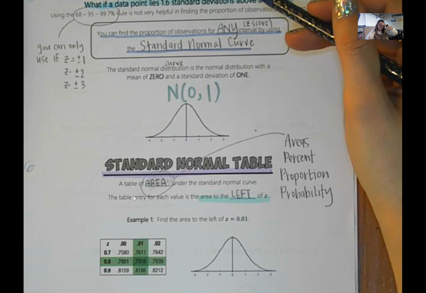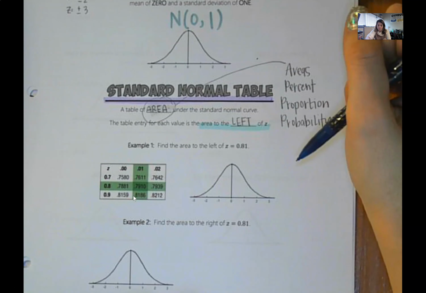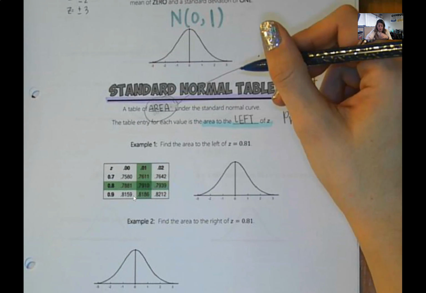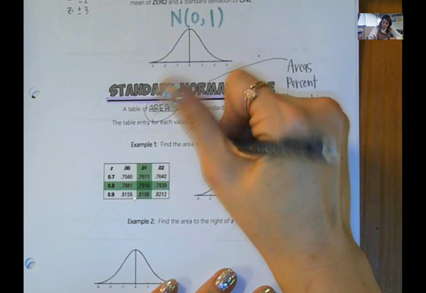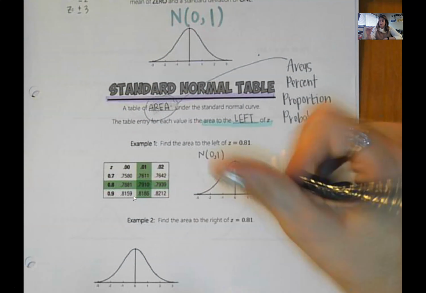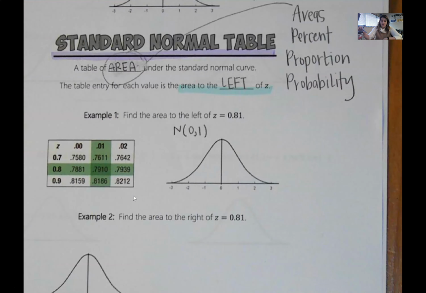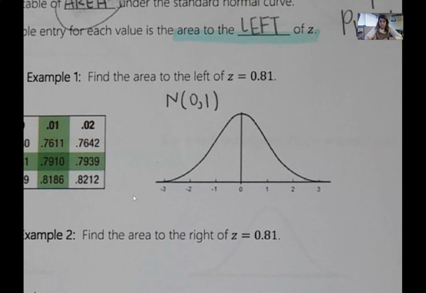So how do we use this table? Our first one says, find the area to the left of z equals 0.81. Okay, so what we need to do is mark on our standard normal curve. So the first thing that I'm going to do is list the parameters. N(0, 1). Notice at the bottom of this curve, it is already labeled 0, 1, 2, 3, -1, -2, -3.